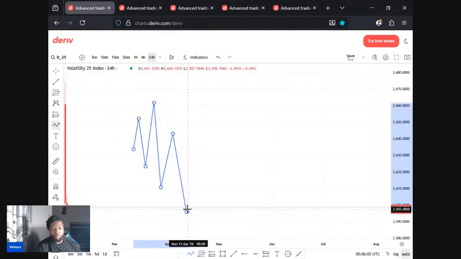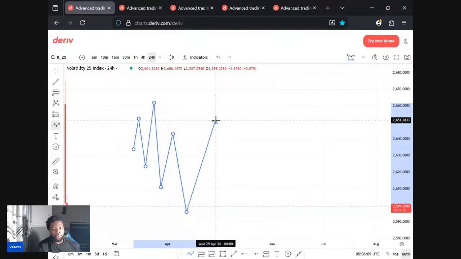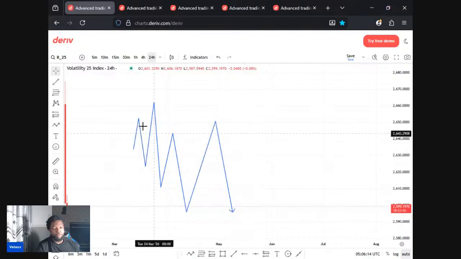Then rule number five is price needs to take out this newly created liquidity and continue in the opposite direction, which is this. So rule number one is there must be a sweep of liquidity. Rule number two, there must be a break of structure. Rule number three, price will retrace 50% to give us structural liquidity. And rule number four, there must be another break of structure, which is this.